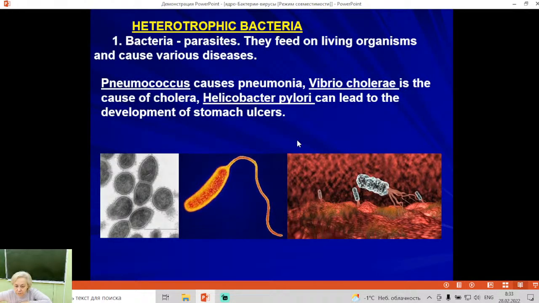Heterotrophic bacteria. There are three types. The first type, bacteria parasites. These bacteria feed on living organisms and cause various diseases. For example, pneumococcus causes pneumonia, you see on this slide. Vibrio cholerae is a cause of cholera. Helicobacter pylori can lead to the development of stomach ulcers.